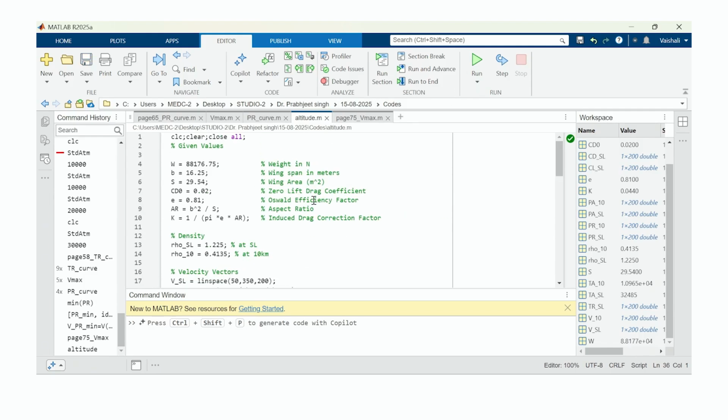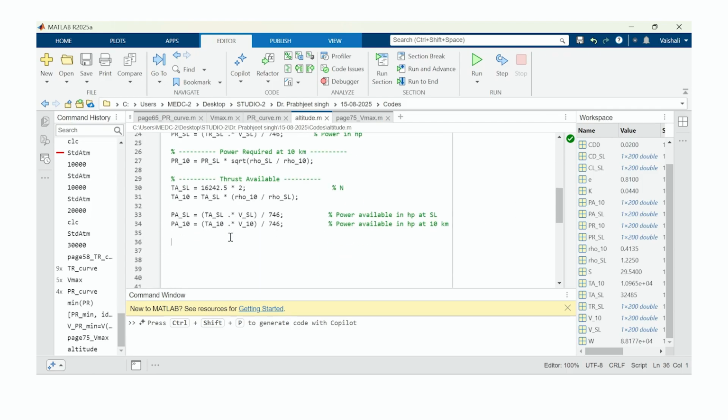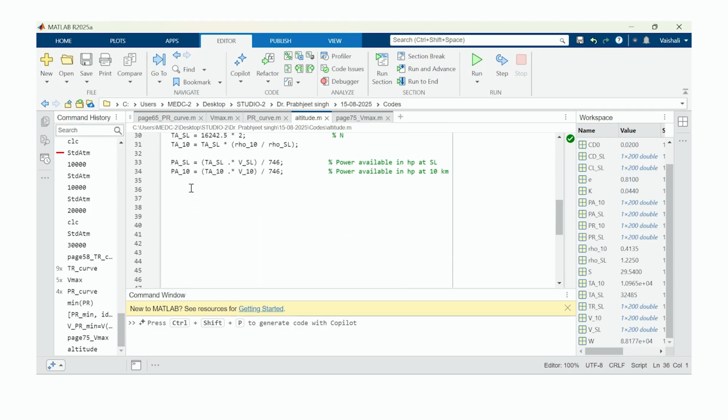Let us see if our code is actually running or not. Let me just run this code. Yeah, so actually it has run. There has been no error. Now let us start plotting these results.